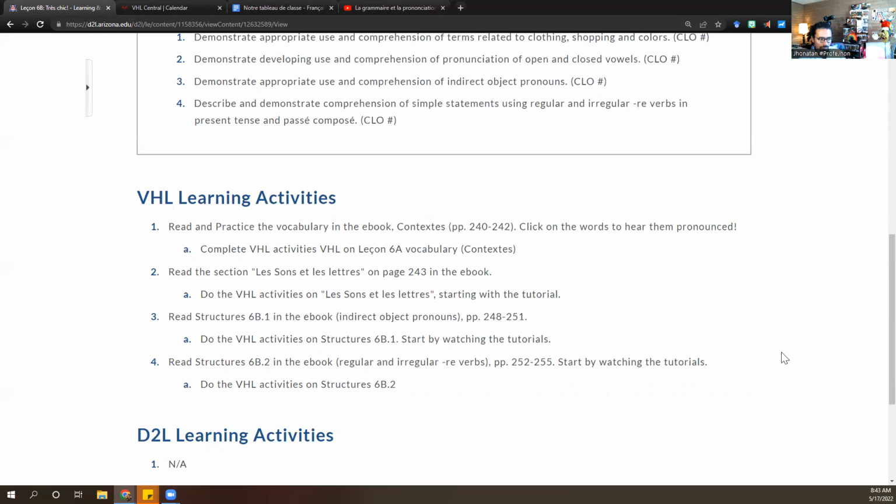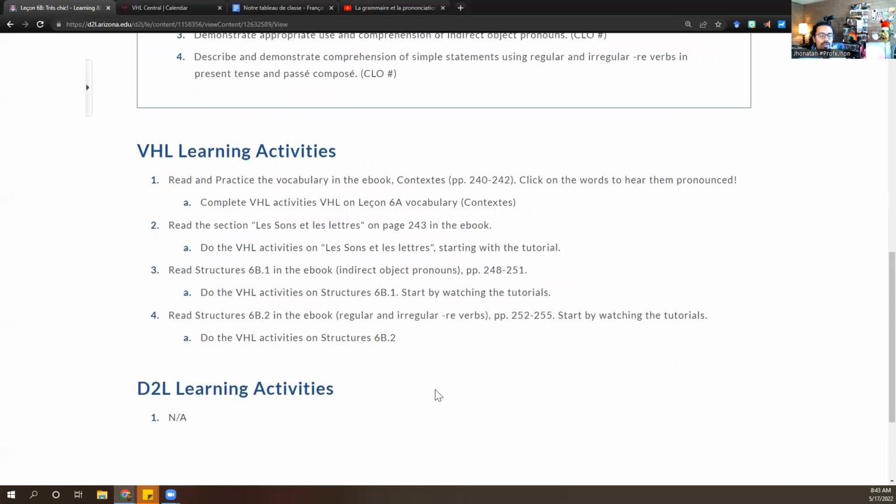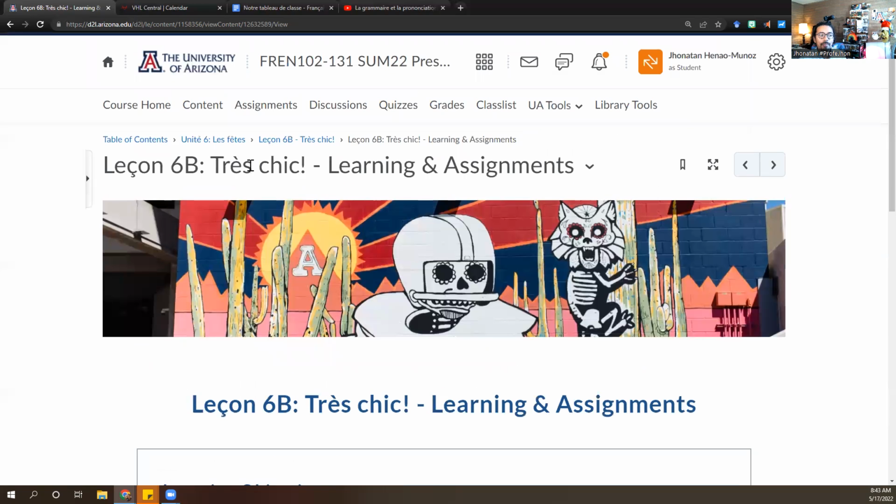Also, read the section leçon les lettres that are related to speaking, pronunciation, and spelling, and then complete the corresponding activities. Also, read structures 6B1 that are related to indirect object pronouns, double check them out and complete the corresponding activities. And finally, complete the structure 6B2 that are related to regular and irregular RE verbs. And then complete the corresponding activities. In this lesson, we don't have activities on D2L, so no worries. But make sure for the next section.